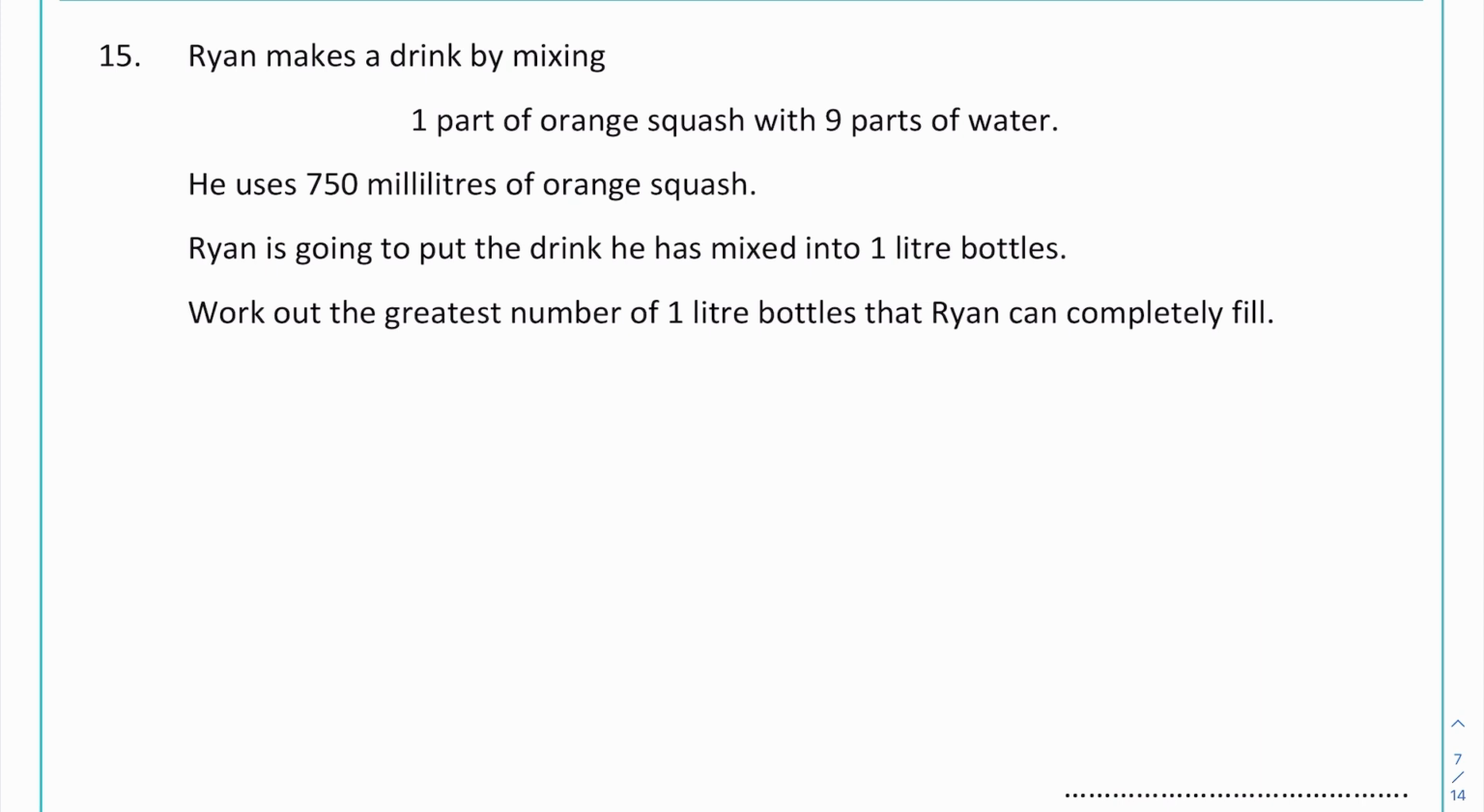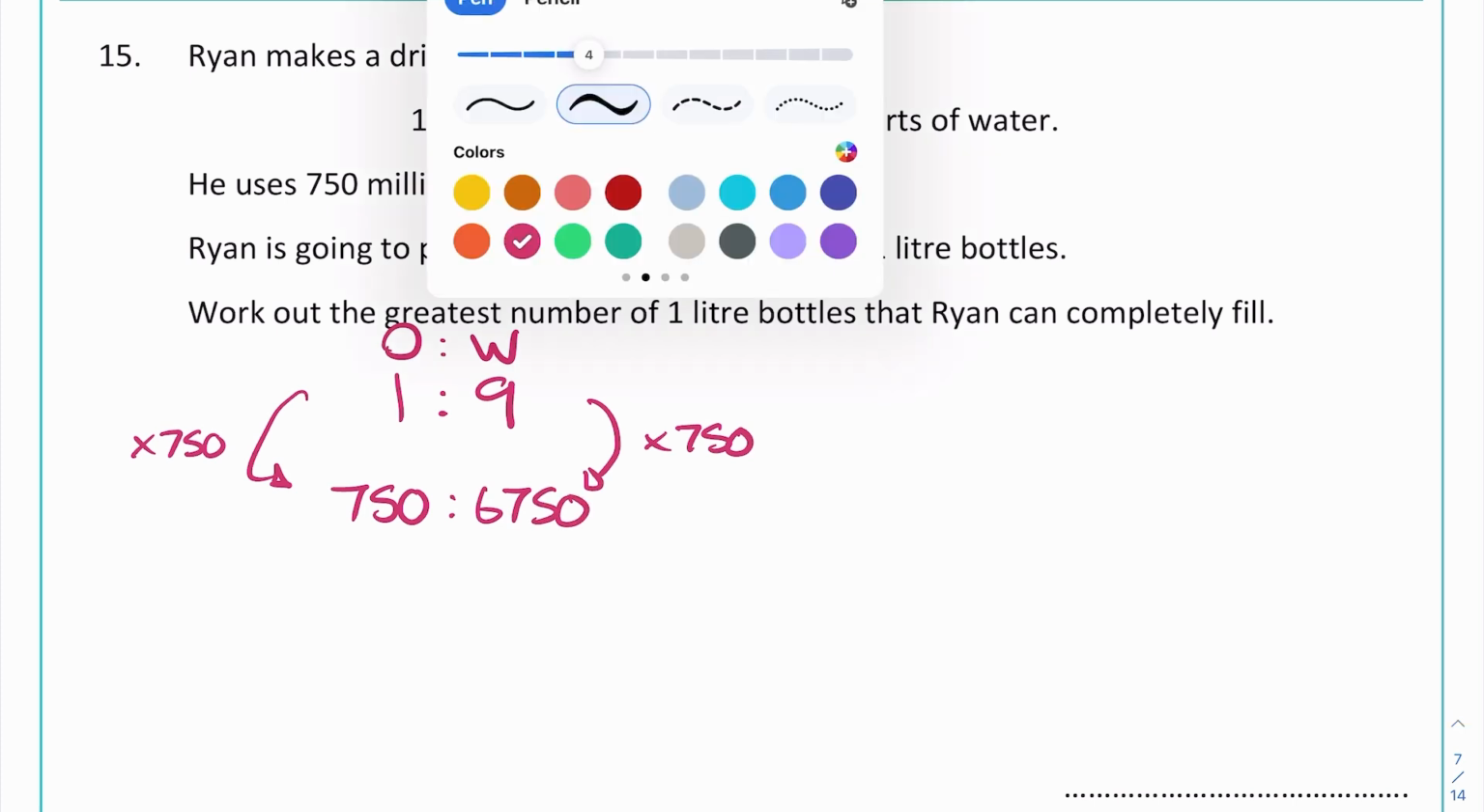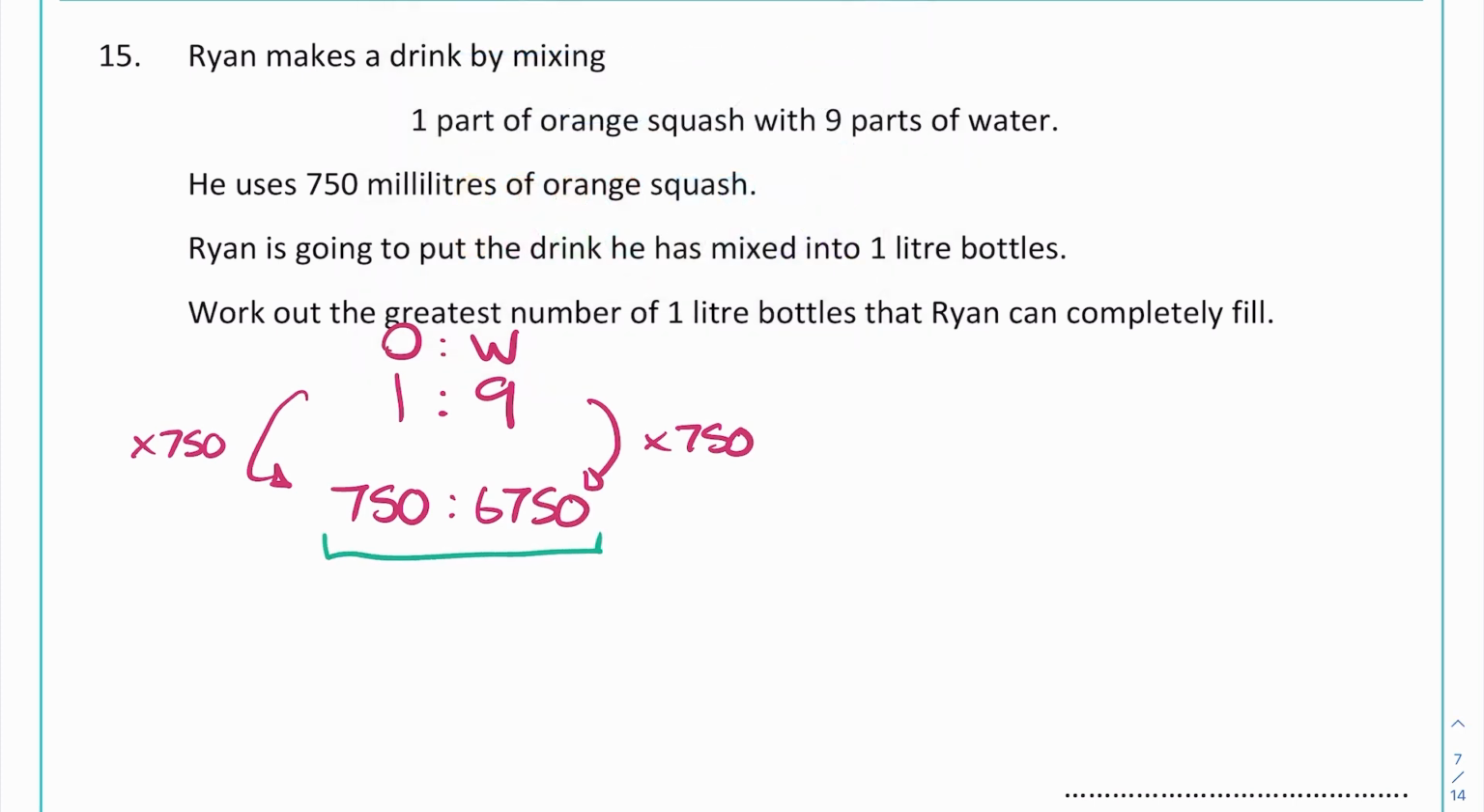Well, we could write this as a ratio. There's probably different ways we could approach this, but 1 to 9. He's going to use 750 millilitres of the squash. So this is the orange squash, this is the water. The 1 is turning into 750 millilitres. To get there, we have to times by 750. So if we do the same to the other side, that'll tell us how much water he needs. Definitely on the calculator, 9 times 750 comes out as 6,750.